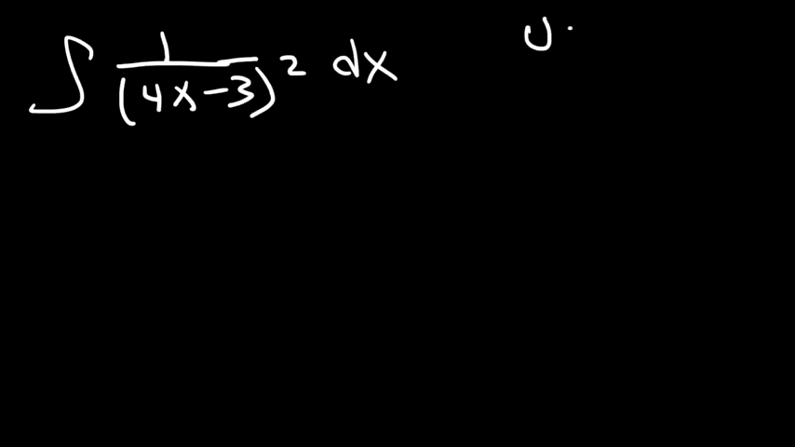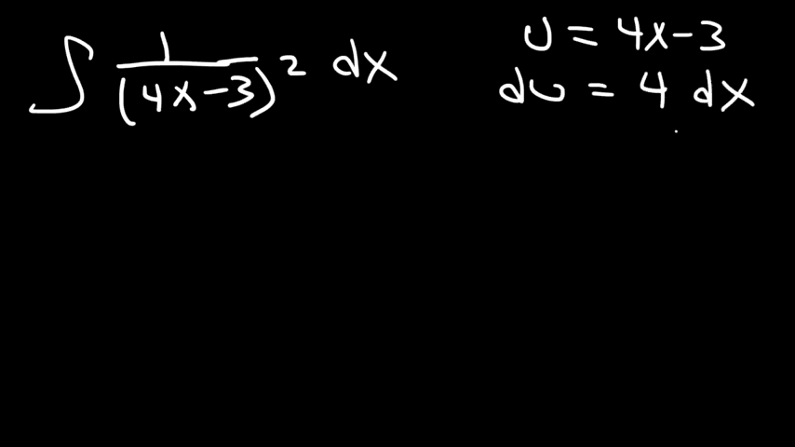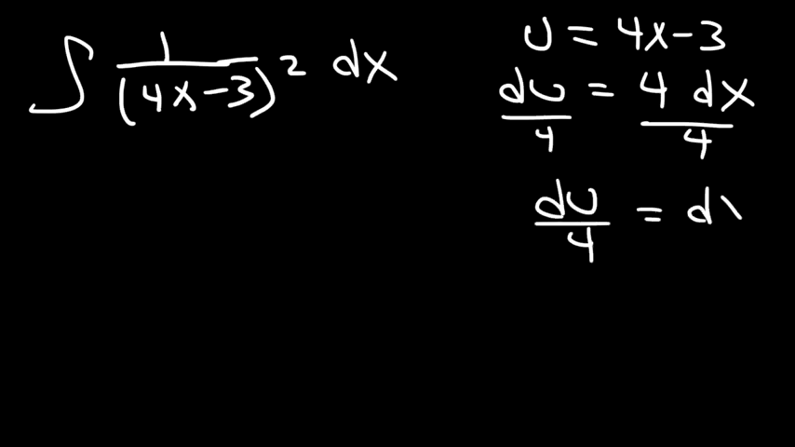Now let's integrate this expression. 1 over 4x minus 3 squared dx. Go ahead and try that. Now, for this type of problem, I recommend using u substitution. Let's make u equal to 4x minus 3. So du is going to be the derivative of 4x minus 3, which is just 4, and then multiply that by dx. Now, let's solve for dx. So dx is going to be du divided by 4, if you divide both sides by 4 here.